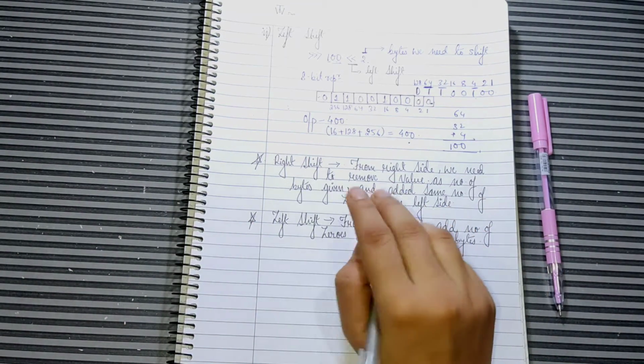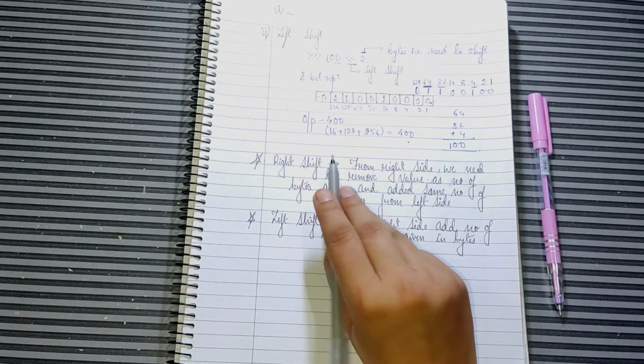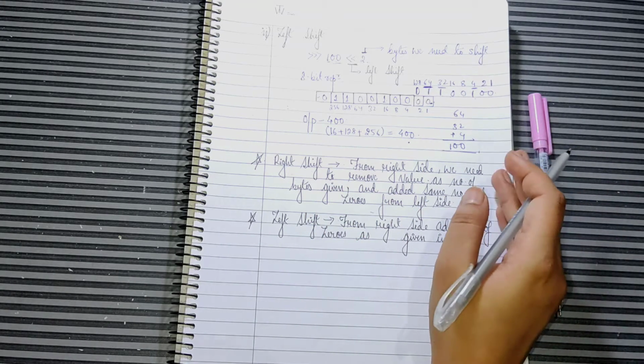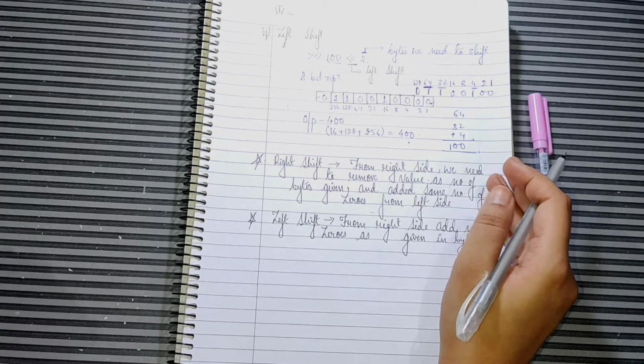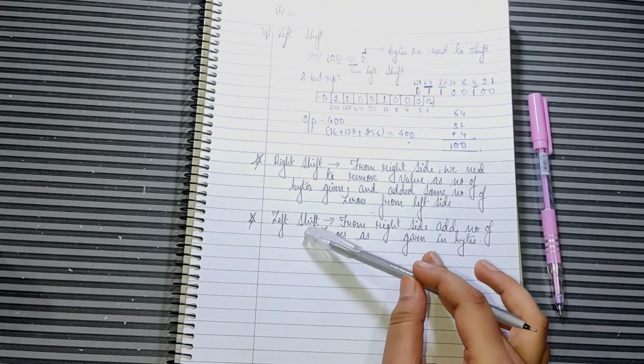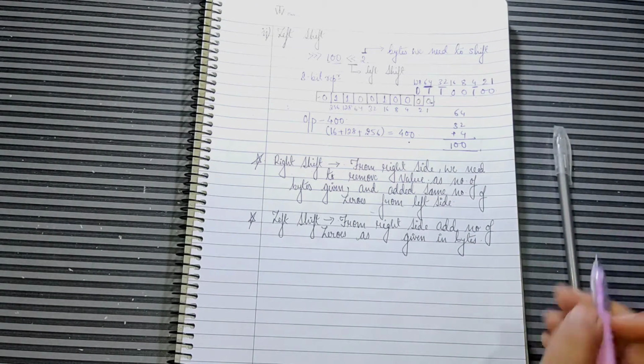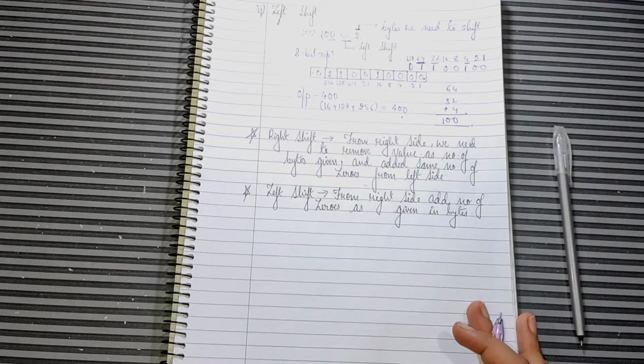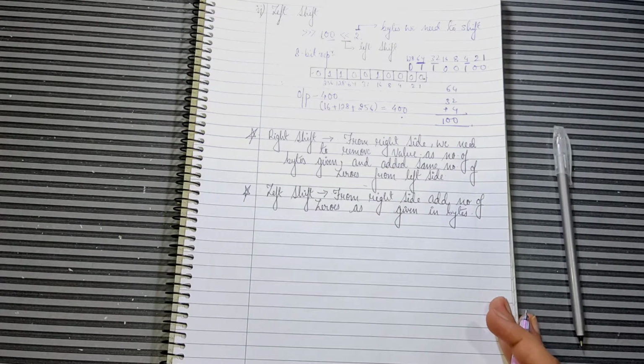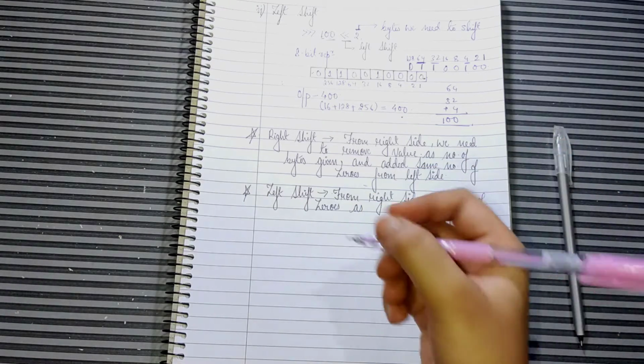So in a right shift, we shift to the right side and add the zeros from the left side, and in a left shift we add the zeros from the right side, just the opposite. Yes, so left shift and right shift are very important. Do one, two, three more practices; the more practice you do, the more clearly you will get it.